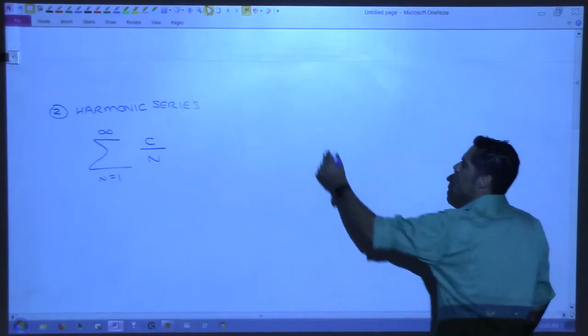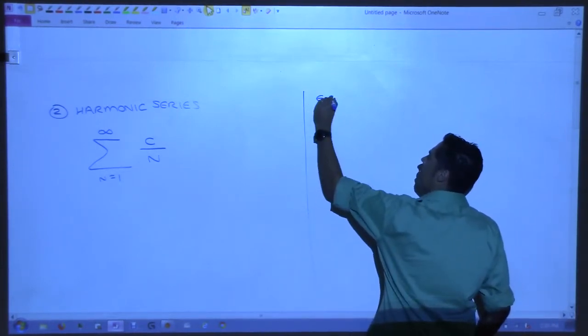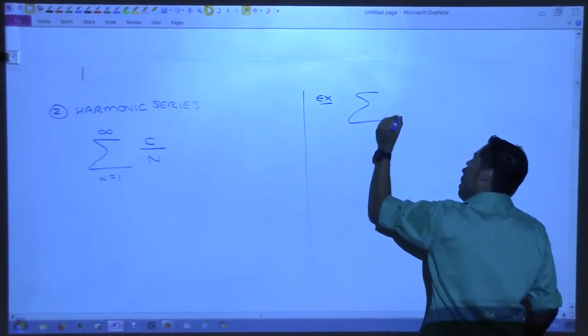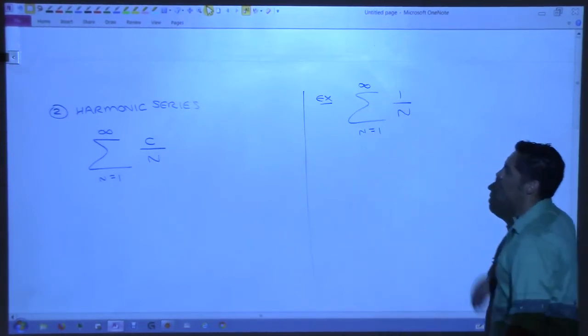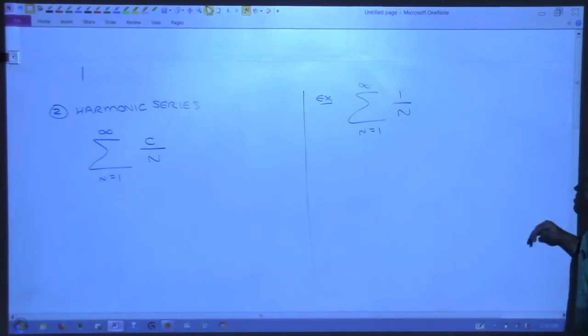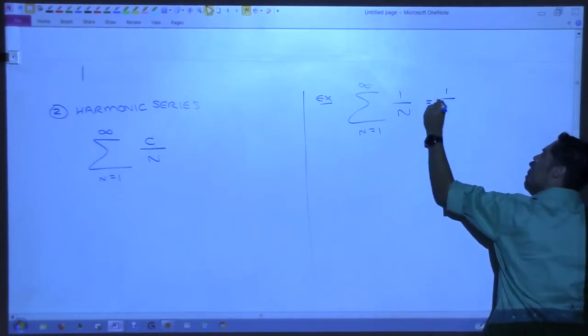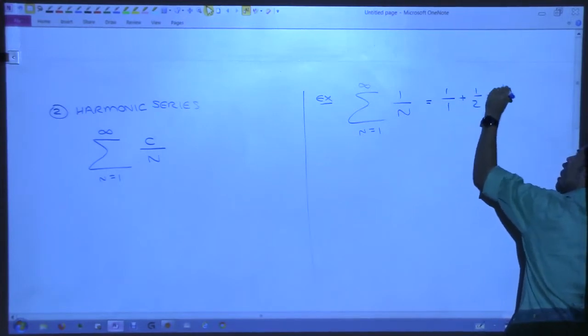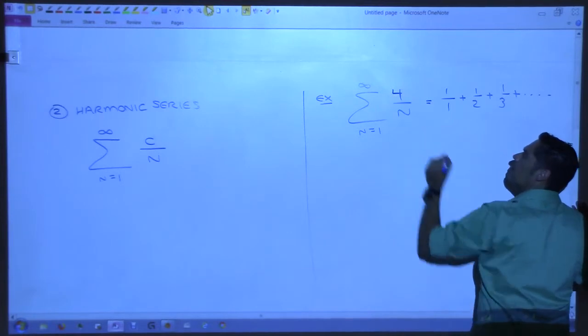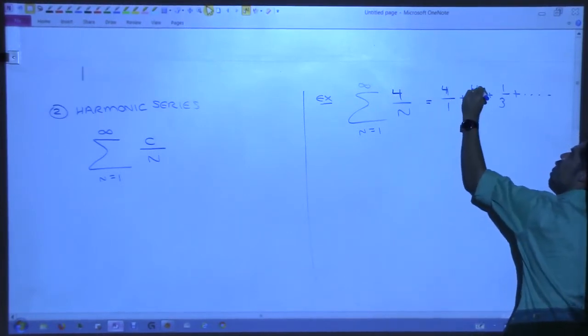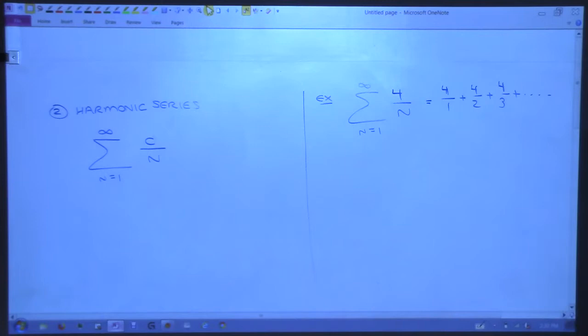So let's look at an example of a harmonic, just so we can see what these look like. Specific example would be something like, well, 1 over n. Would that qualify? See, here C is 1, right? So what does this series look like? 1, 1/2, 1/3. Keeps going forever? Now, if I would have put a 4 here instead of 1, 4 over n, this would be 4, 4/2, 4/3. That would still be a harmonic series.